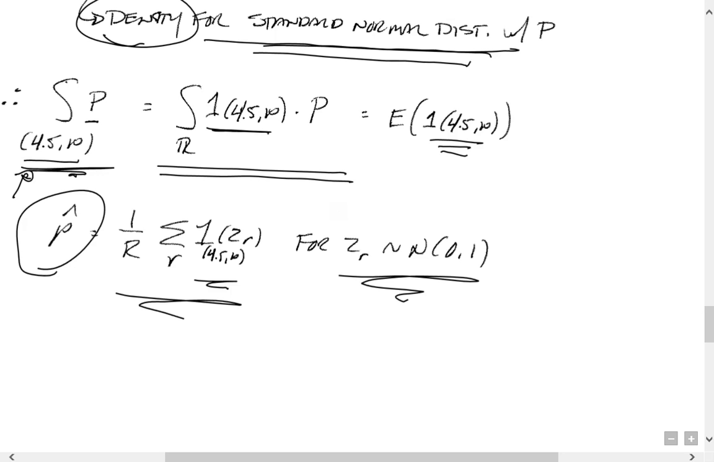So both of those would be a way to use a Monte Carlo strategy, drawing randomly from a distribution to calculate an integral.